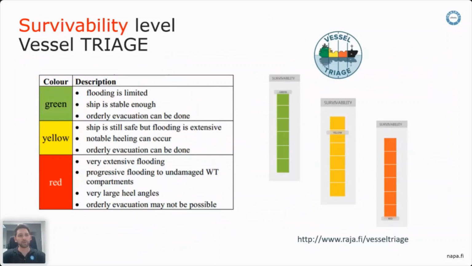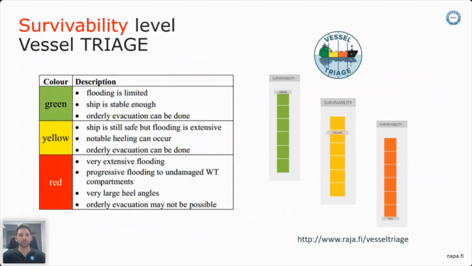The survivability level is opposite to the vulnerability level. A high survivability level indicates the ship is more likely to survive, while a low level shows the ship is less likely to survive. For a high green level, there is limited flooding, the ship is stable, and orderly evacuation can be done.